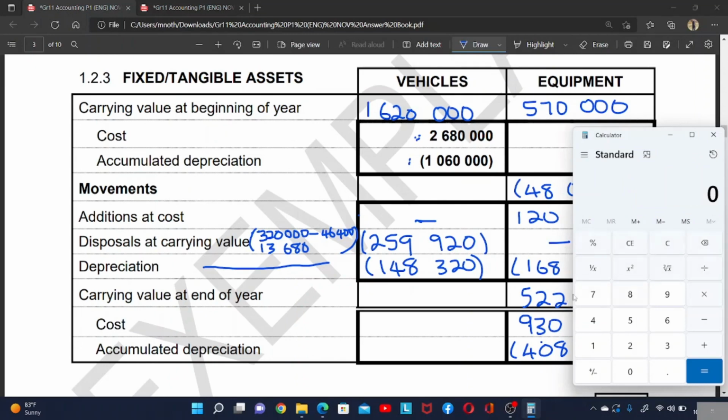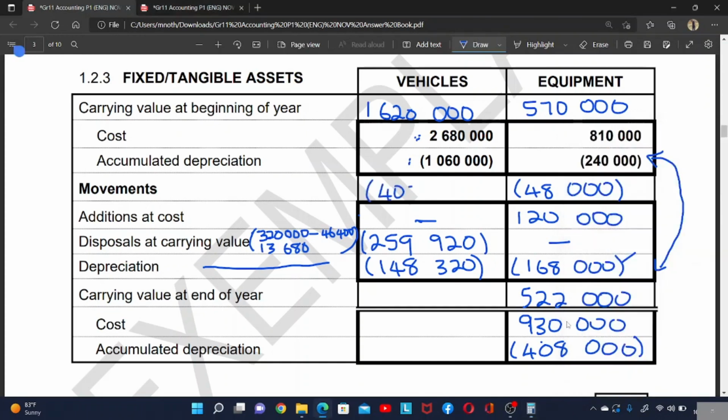Now to get the movements, we were going to say if there was an addition. Because we don't have an addition, the addition is 0 minus 259,920 minus 148,320 is equal to negative 408,240. Because it's a negative number, we put it in brackets.